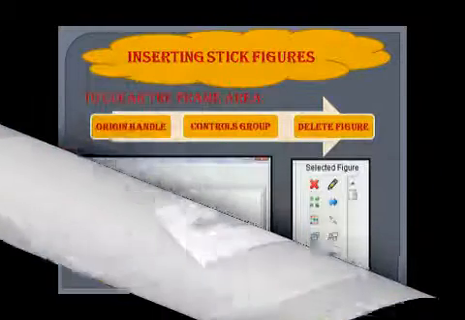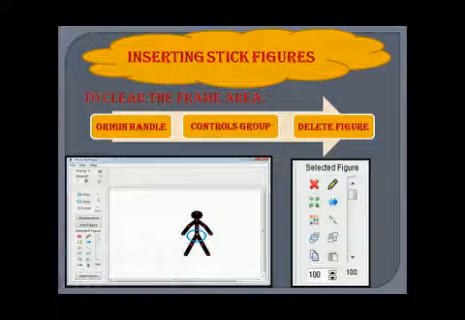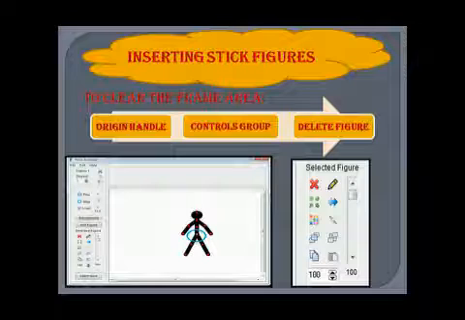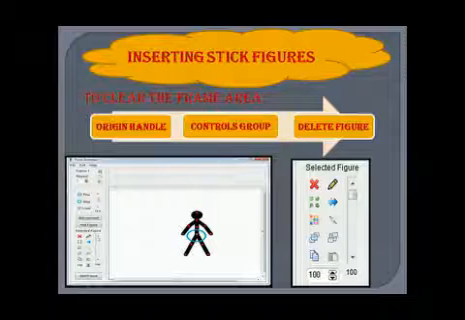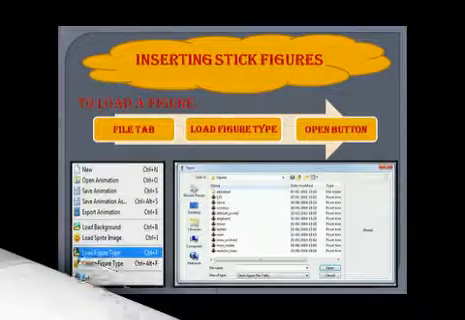Now, how to clear the frame area? In first step, click on the orange dot. Now you can see in the picture. In the second step, on the left pane from the figure controls group, click on the delete figure icon like given in the picture.